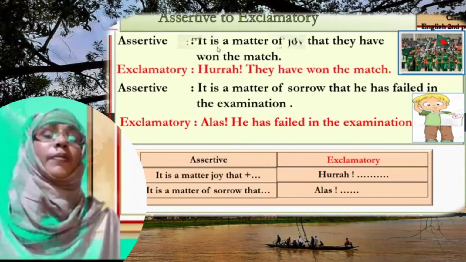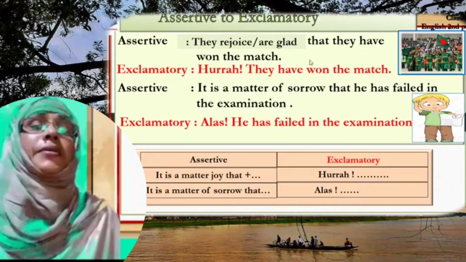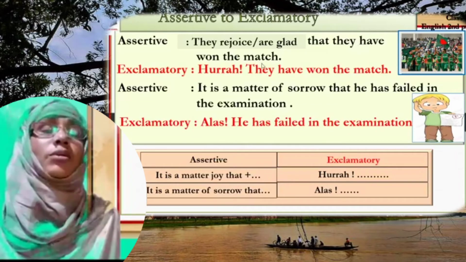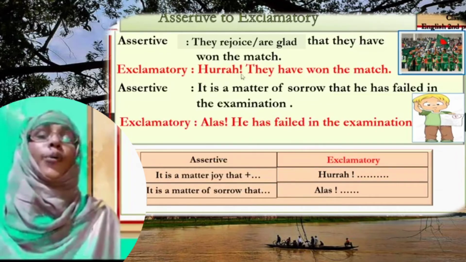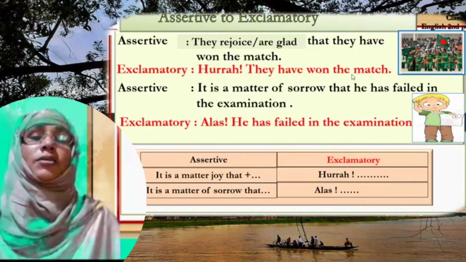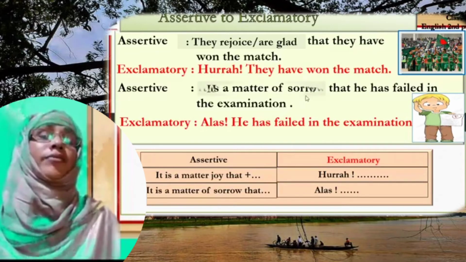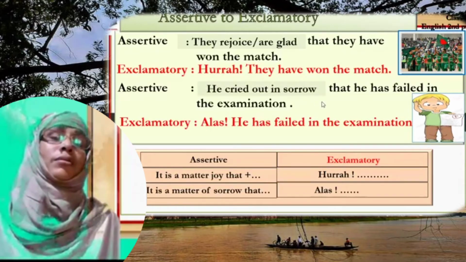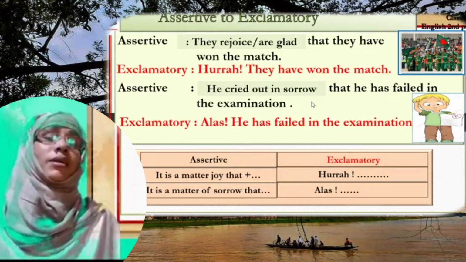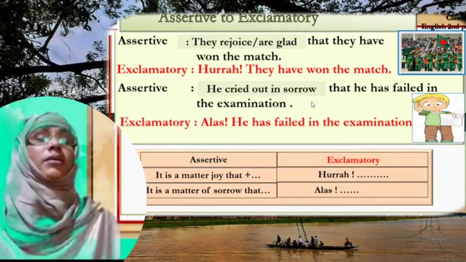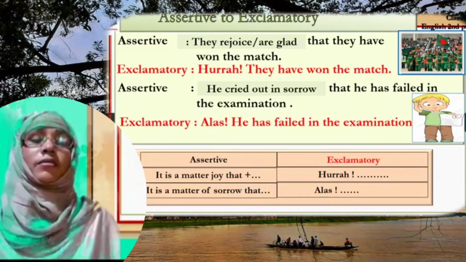can express the assertive like this: they rejoice or they are glad that they have won the match. It can be expressed this way. If it is like this, what will we use? Hurrah, we have won the match. And for sorrow it can also be like this: he cried out in sorrow that he has failed in the exam. In that case also we will use alas.